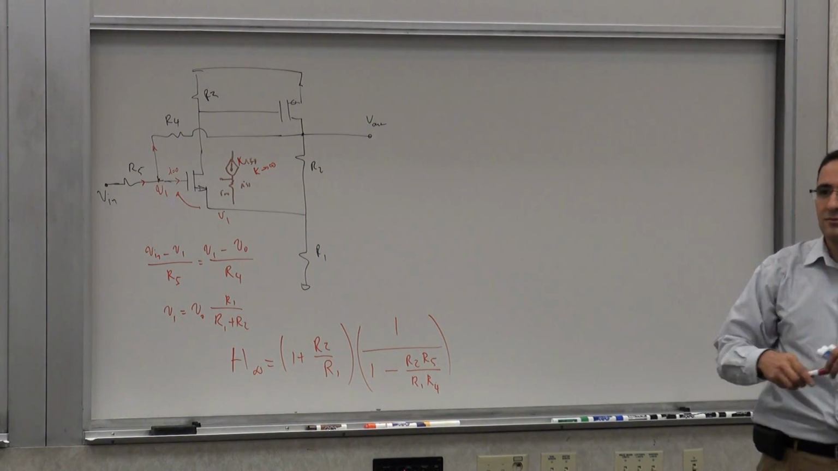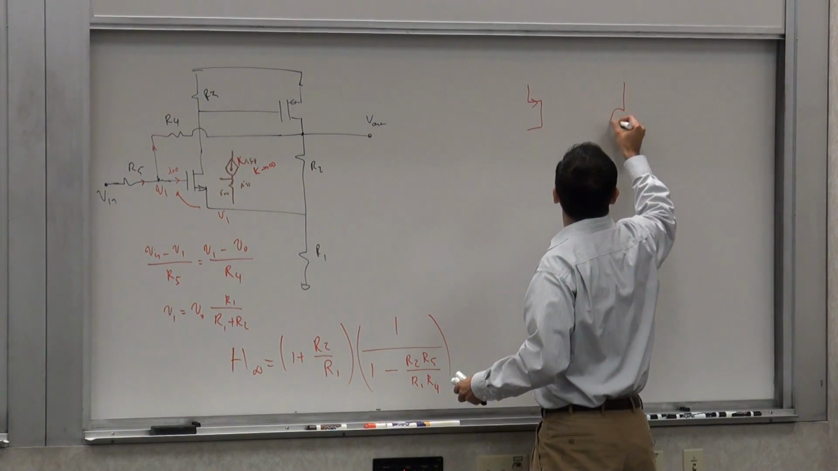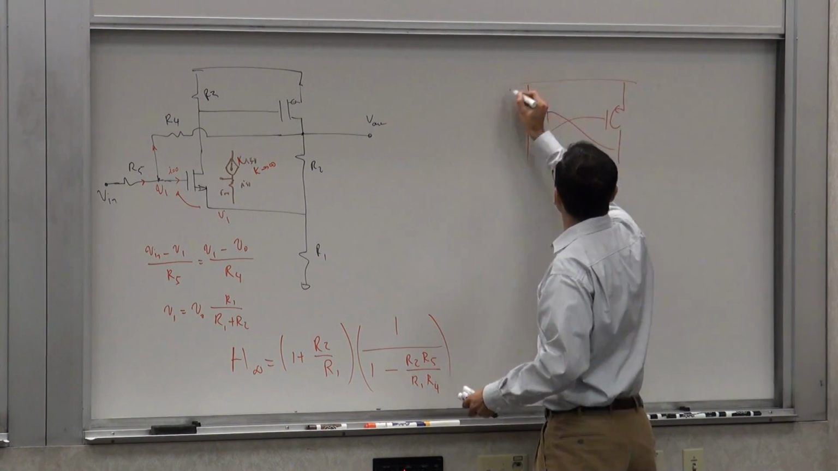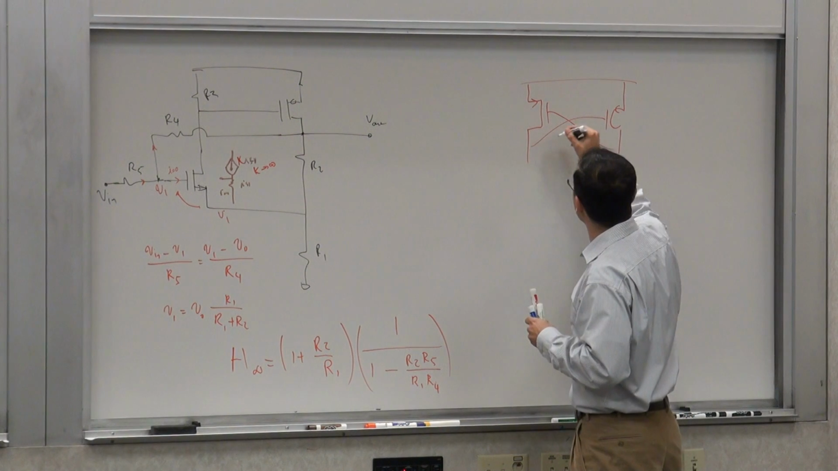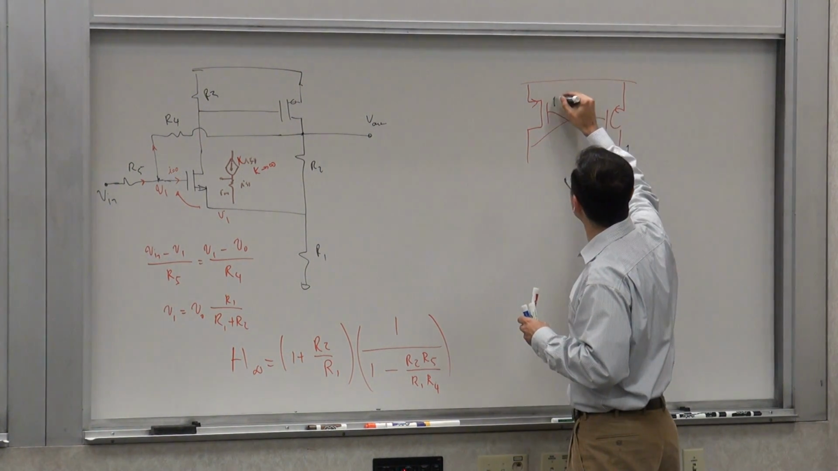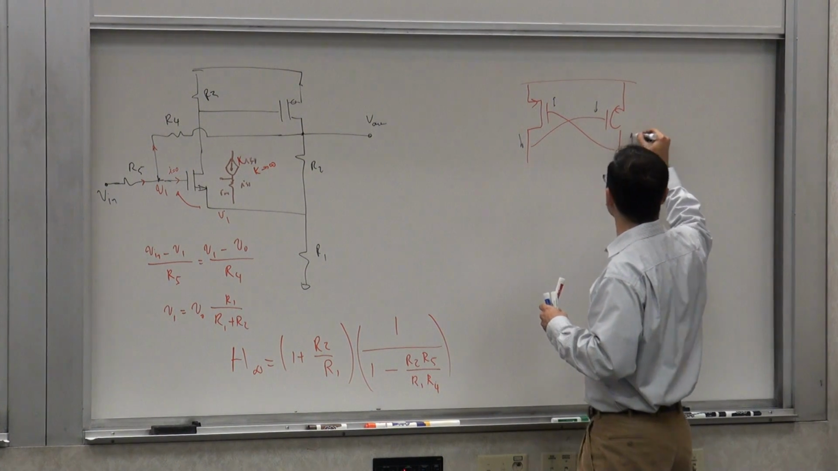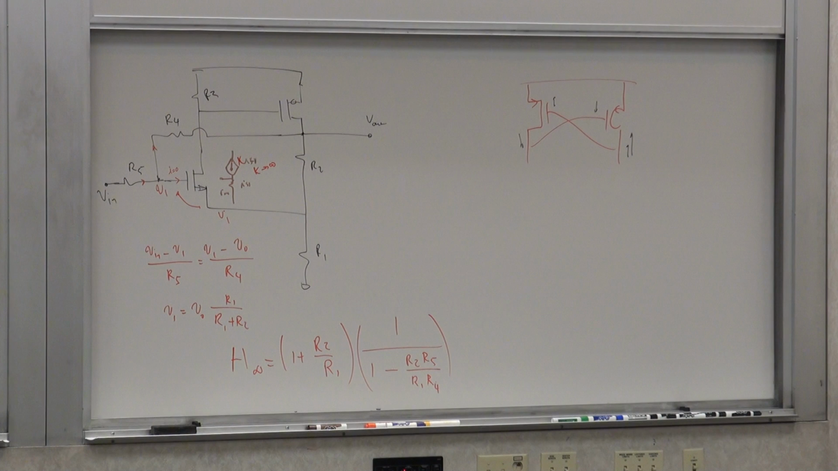Two cross-coupled MOSFETs, right? This is positive feedback if you think about it. Because if this node goes up, this node goes down, this is an inverting stage. This node goes down, this node goes up again, another inverting stage. So it's positive feedback. And you use positive feedback to compensate some of our loss.